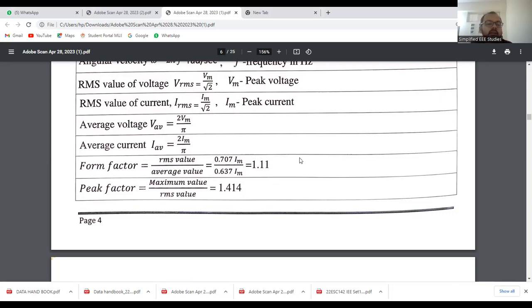Clearing the subject is not a difficult task, especially for the 2022 scheme. Then peak factor is maximum value by RMS value. It's very easy only. Everything is given. You have to recollect it and try to elaborate it. That's required from your side. Fine, so I think you can solve that particular question.